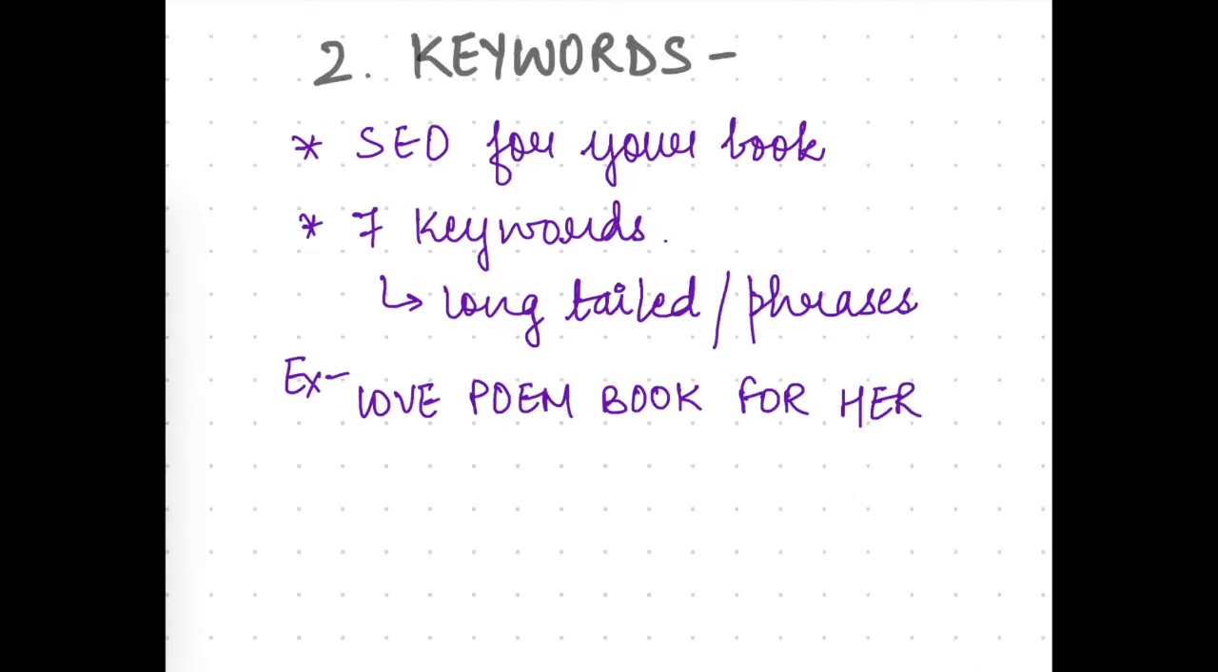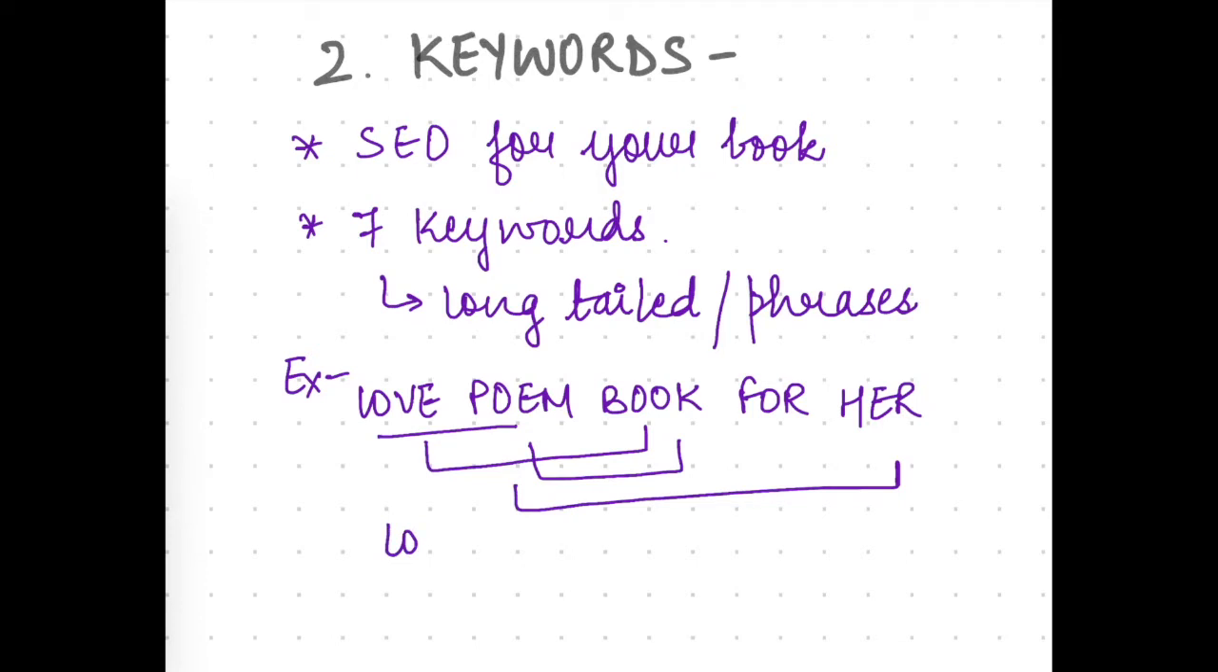In this case, Amazon will be forming many more keywords for a customer. For example, if a customer searches love poem, or if a customer searches love poem book, or poem book for her, or even love book for her. So all these different variations of your long tail keyword is what Amazon's algorithm already takes care of.